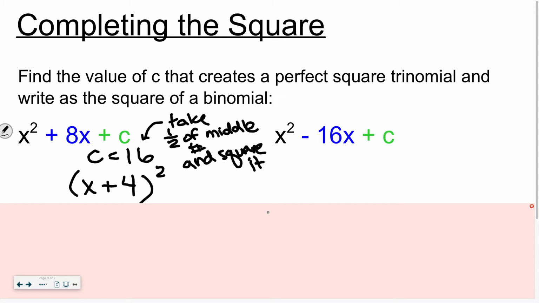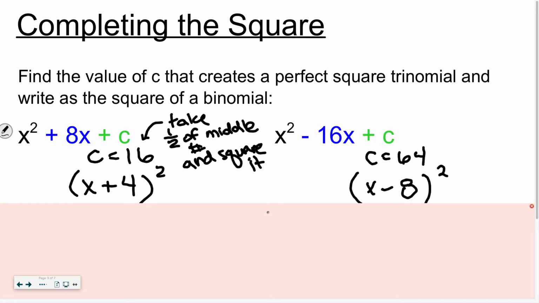Okay. So what did we get for our c value? x squared minus 16x plus c. Ashlyn, what did your group say? We got 64. Okay, for this one we get c equals 64. And what was your binomial squared? x minus 8.